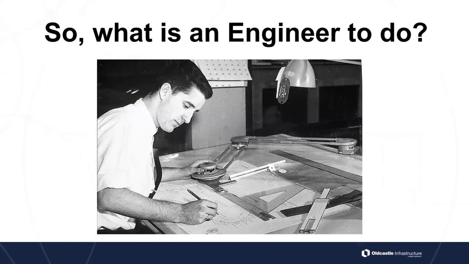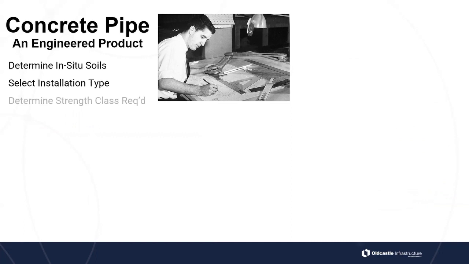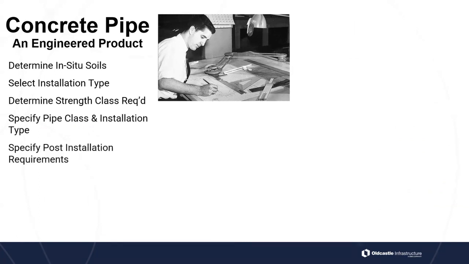All right. Well, if you're using concrete pipe, an engineered product, you want to make sure that you determine the in-situ soils. You want to select the installation type, type 1, type 2, type 3, or type 4. You then use your fill height tables to determine the strength class required for that size of pipe. You specify the pipe class and the installation type. Then you specify your post-installation requirements. That's it. That's what you do if you're the engineer and you want to use reinforced concrete pipe. Those 5 things that you do.